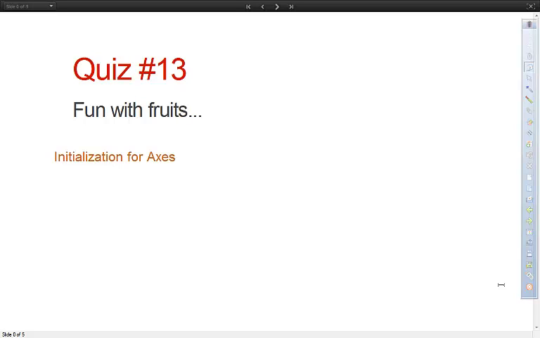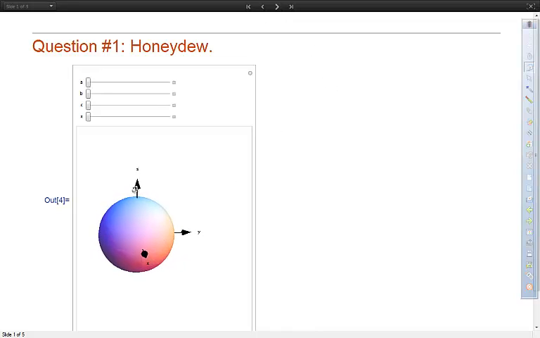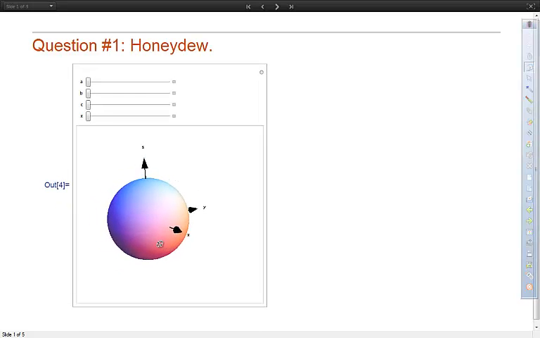Our quiz number 13 is using spherical coordinates to express pieces of fruits. Let's take a look at problem number 1. Problem number 1, we start with a honeydew. Let's assume that the honeydew is perfectly spherical.